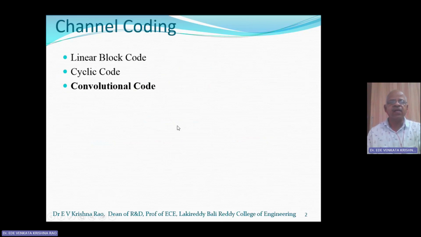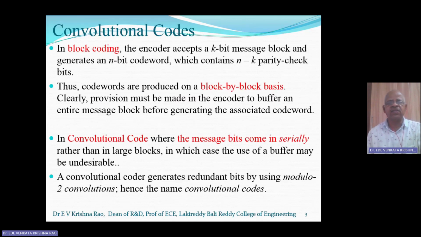Earlier, linear block codes and cyclic codes were discussed. These are all block codes. This convolutional code is different from the block code. In a block code, k message bits are transmitted as a block, and by adding n minus k parity bits, the n-bit code word is generated.